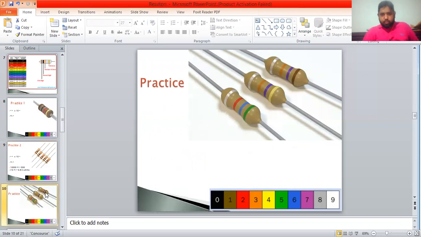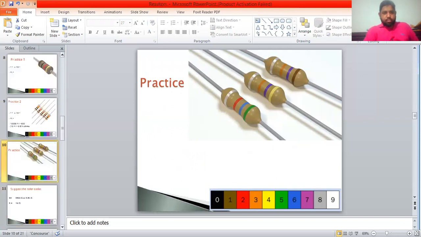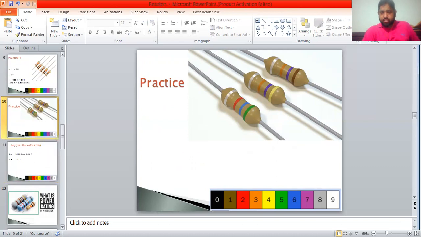I hope these three types of resistors, you can do that yourself. These three resistors, find out their values yourself.